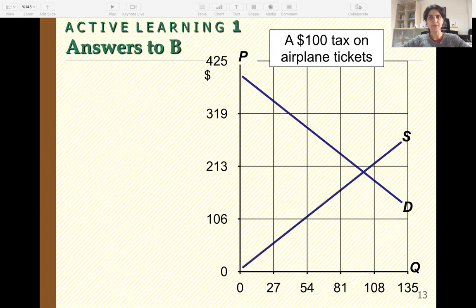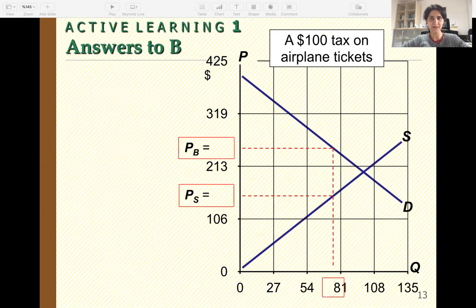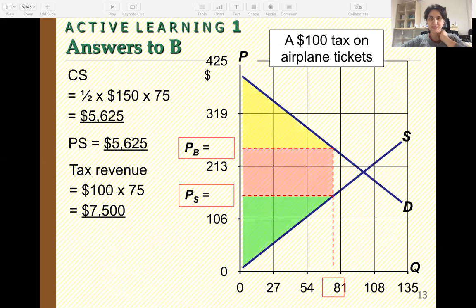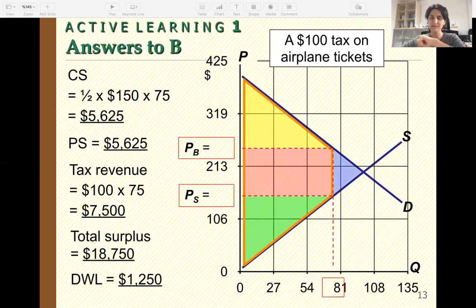So total surplus is the sum of those triangles, the yellow and green triangles. Now, a $100 tax on airplane tickets. This is the price paid by buyers and the price obtained by the sellers. Then consumer surplus will be this new yellow area. This is the producer surplus, this green area. This is tax revenue, the pink area. And total surplus is this. The remaining part, this purple area, is deadweight loss.